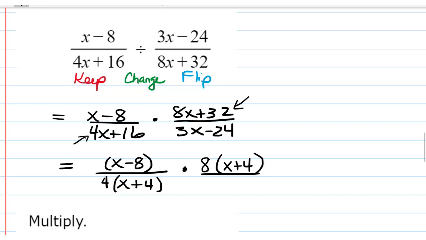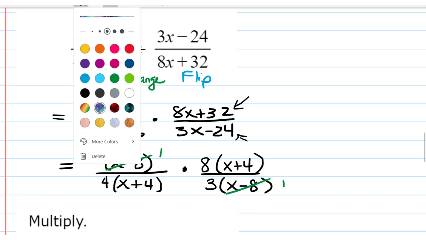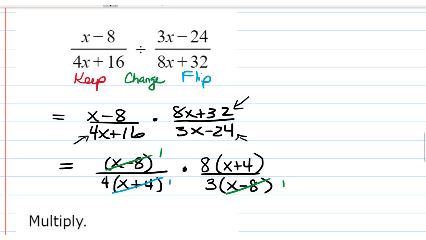And on the bottom right, we have 3x and 24, which have a 3 in common. So I'm going to factor out a 3, and that leaves behind x minus 8. All right, now let's see what we can reduce before we multiply across. X minus 8 goes into itself once. X plus 4 goes into itself once. And I also notice that 4 goes into 4 once and 4 goes into 8 twice.